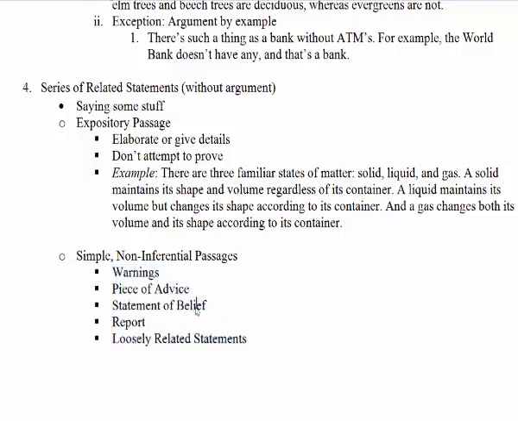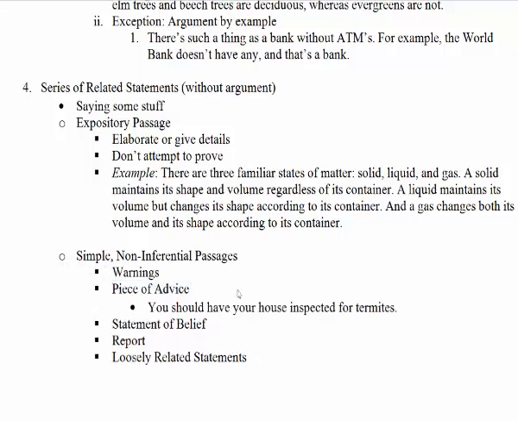So somebody gives you a piece of advice. They say you should have your house inspected for termites. Now, there's no argument there for a number of reasons. First of all, there's only one statement, which we've already talked about. One statement can't be an argument. But even if there was more than one statement, if the person said you should go to Terminex or something, it still isn't an argument because they're not trying to give you a reason to believe anything. They simply state their advice, and you're supposed to trust them or something.